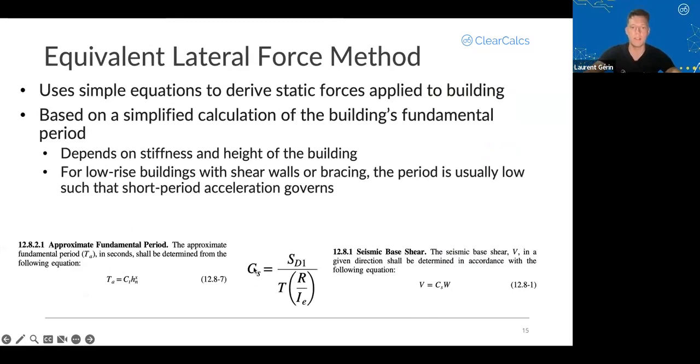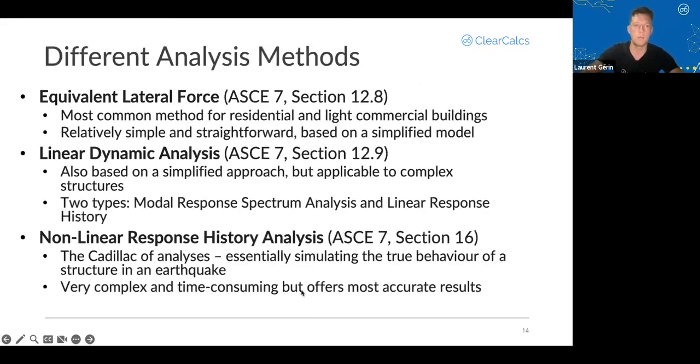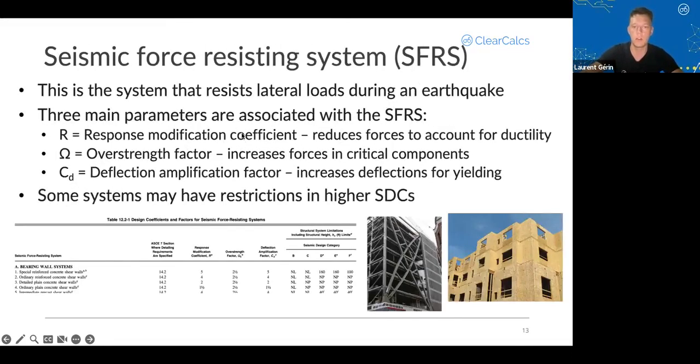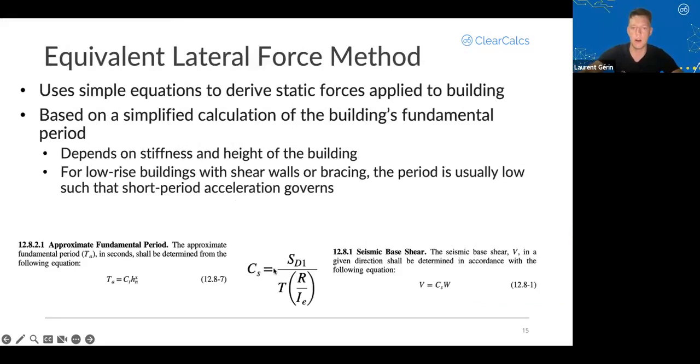The other big thing that we have is the CS factor. That's basically the seismic force coefficient. And you'll see, so we've got SD1. That's our design acceleration from the local parameters. T, our period in this case. And then this R over IE. R is our response modification coefficient. So you'll see R is under the division. So if I've got R equal to 5, I'm cutting down the CS value by 5.